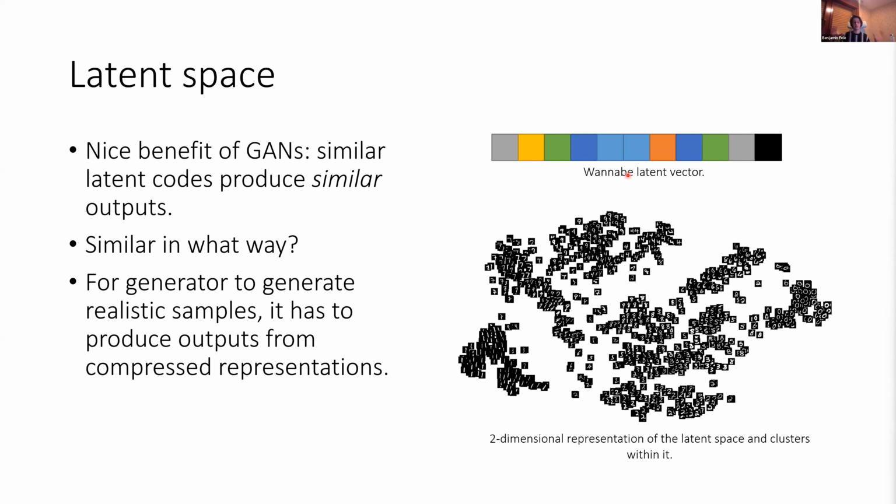But the overarching notion is that in order for the generator to generate realistic samples, it has to produce outputs from compressed representations, because that's the only way it can encode enough details. So the only way it can encode enough details is by grouping these similar samples closely together, because otherwise these latent vectors just wouldn't carry any information about how the output should look.